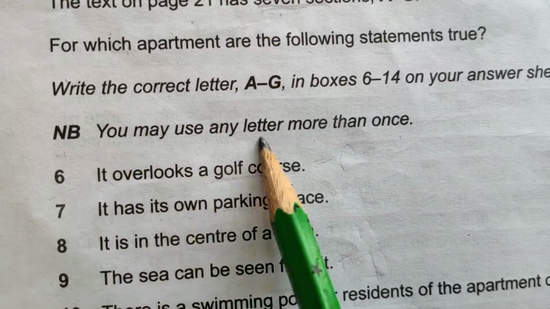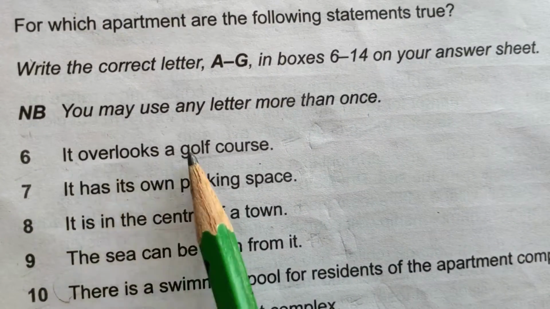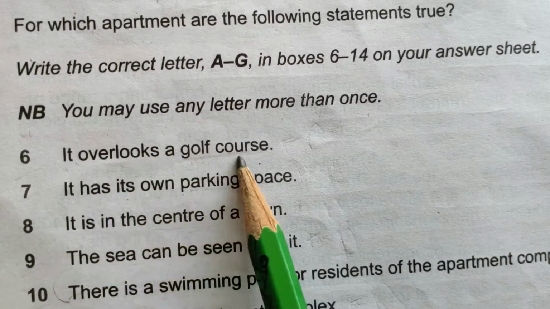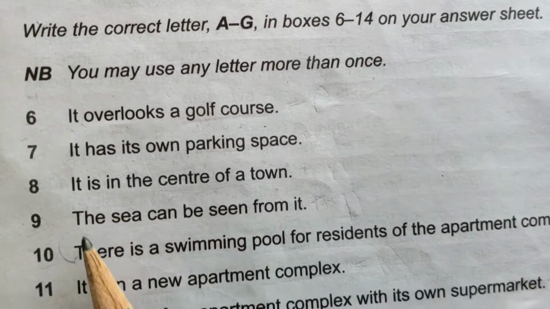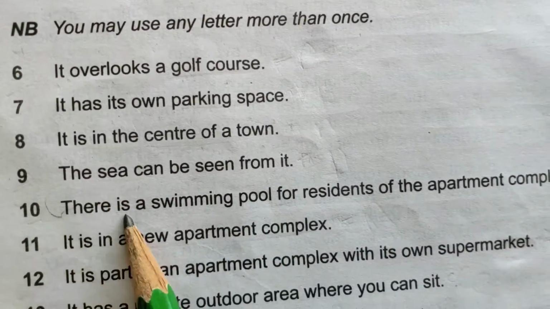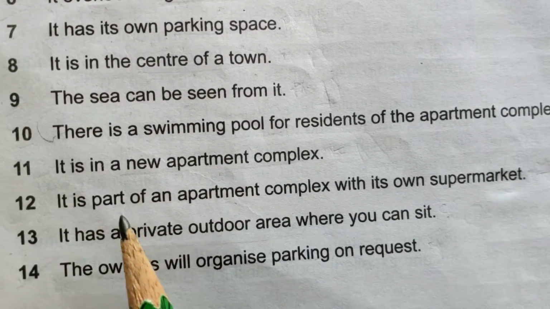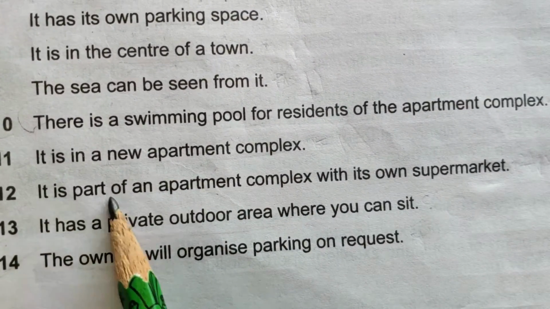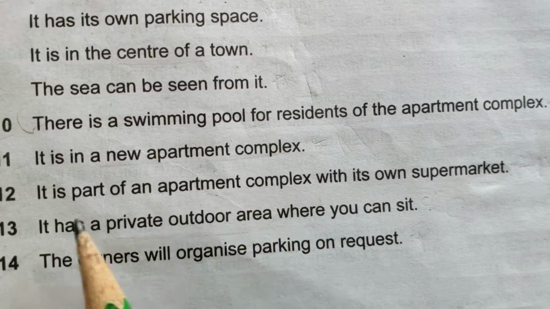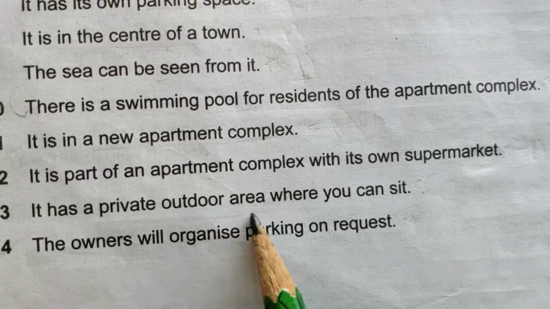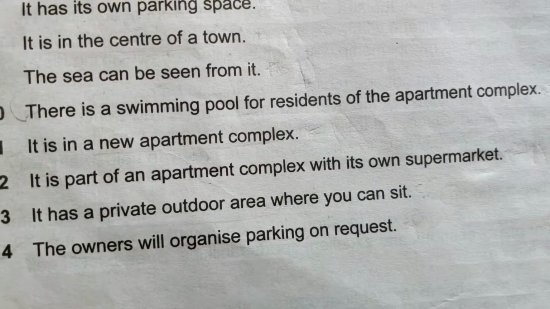Okay, you may use any letter more than once. Let's read the options. It overlooks a golf course. It has its own parking space. It is in the center of a town. The sea can be seen from it. There is a swimming pool. It is in a new apartment complex. It is part of an apartment complex. It has a private outdoor area where you can sit. The owners will organize parking on request.